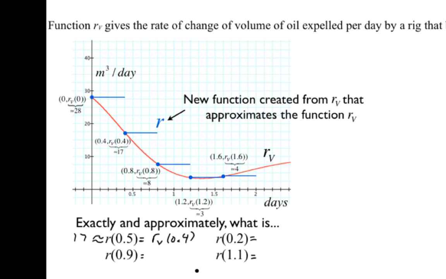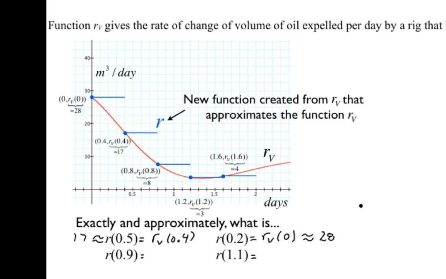Did you get that next one? r of 0.2? He wants r sub v of 0. Agree? Where did all the rate values for that first interval come from? The rate at 0. For the r function, all those rate values in that first interval are r sub v of 0. So r of 0.2 is r sub v of 0, and that's approximately 28. So you get the picture here.